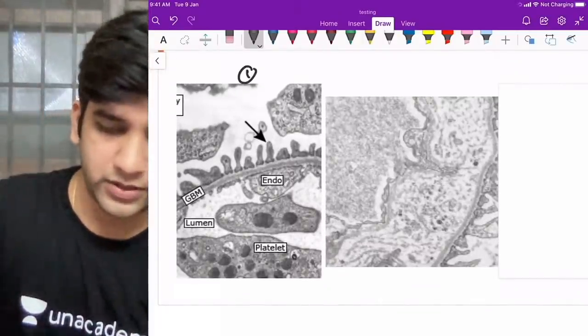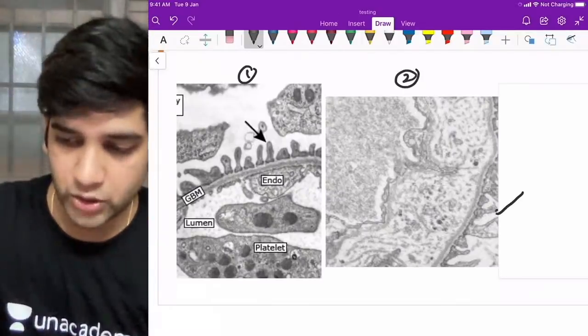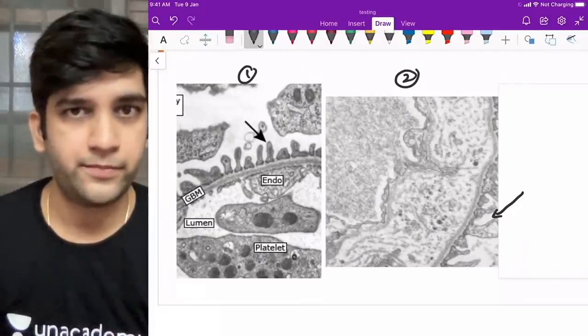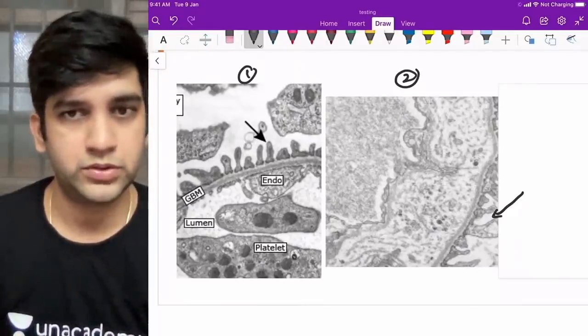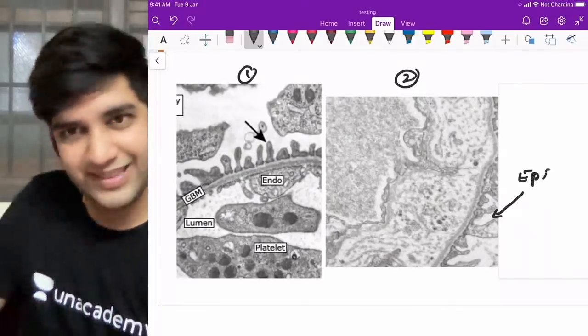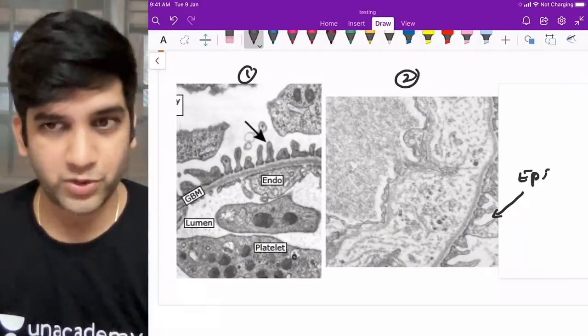Again, 1 is normal, 2 is the abnormal thing. Okay, what cell is this, or what layer is this? This is your epithelial layer, right? You can see the foot process nearby. That's simple, that's a straightforward one, right?